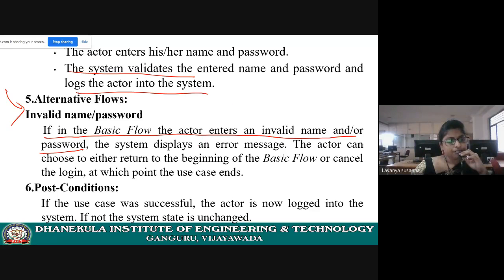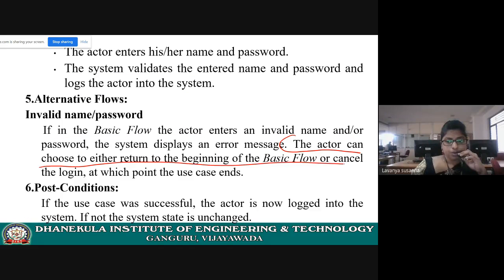But how will you deviate from the basic flow? If you entered a wrong password or wrong username, then the system will display an error message. After displaying the error message, what will the actor do? See this point. The actor can return to the beginning of the basic flow, or he can cancel the login.